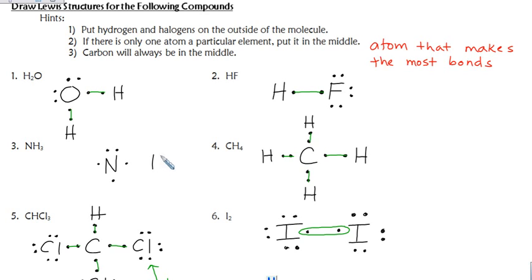So hook on the 3 hydrogen. 1, 2, 3. We'll line up those single electrons and share in a single covalent bond. And again, we all have octets except for hydrogen. Nitrogen has 1 pair of non-bonding electrons, and then we have 3 pairs of bonding electrons. We do have an octet on the nitrogen.